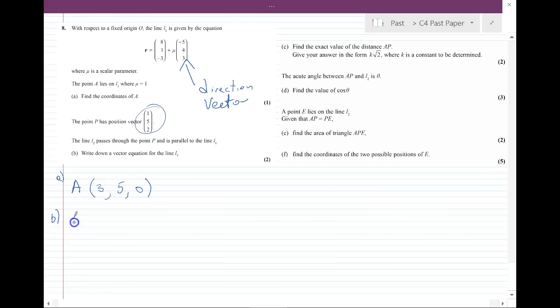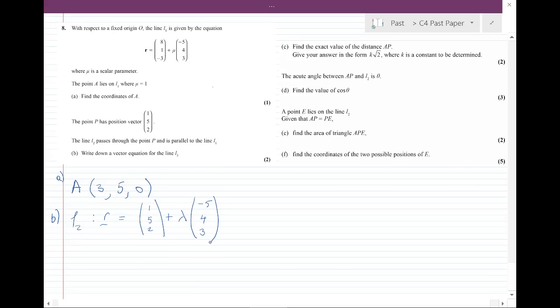So we can use that as the same direction vector for the line L2. So we can just say L2 is equal to, the equation is r equals a point on the line, which we are given, (1, 5, 2), plus lambda, because we've got a mu here, so might as well use lambda this time. Lambda times the direction vector of this thing, which is (-5, 4, 3).